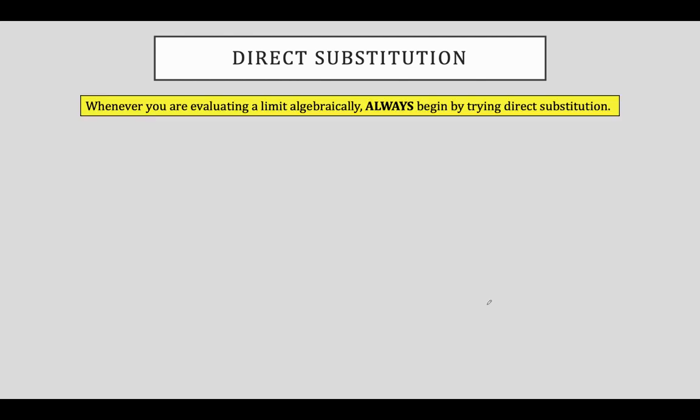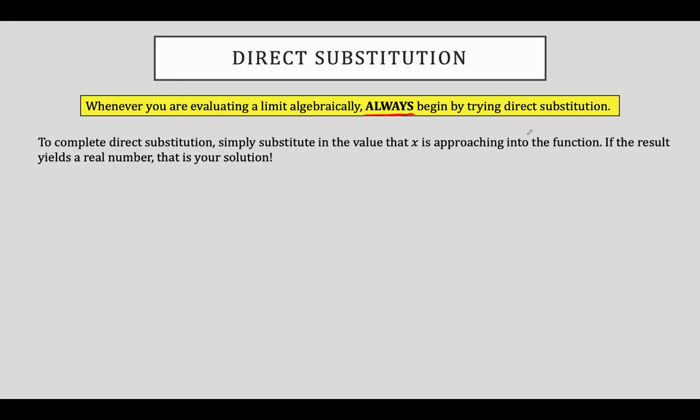Let's start off with direct substitution. Whenever you are evaluating a limit algebraically, always begin by trying direct substitution. And when I say always, I mean every single time. To complete direct substitution, simply substitute in the value that x is approaching into the function. If the result yields a real number, that is your solution. Simple as that.